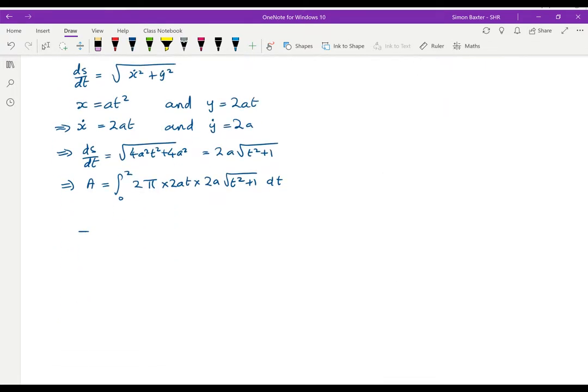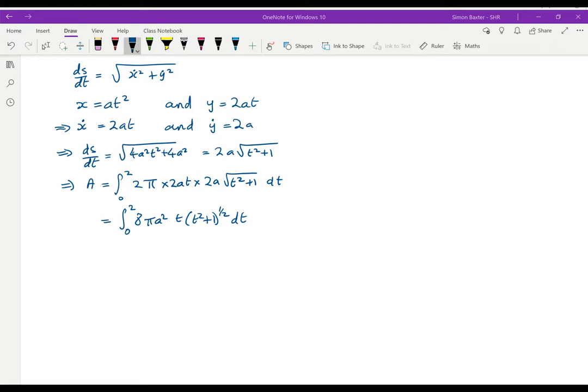Give myself some more space. This is equal to, just simplifying it for the moment, the integral from 0 to 2. 2 and 2, that's 8 pi a squared, and we're left with t times (t squared plus 1) to the half. Well, the bit that matters is (t squared plus 1) to the half. This is like u to the half du/dt.